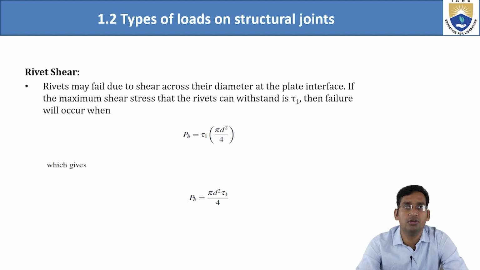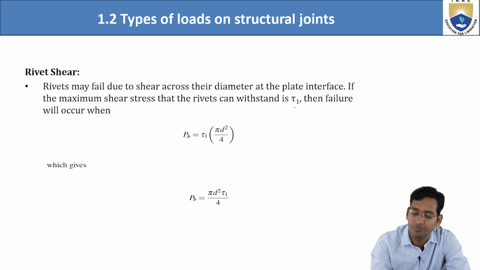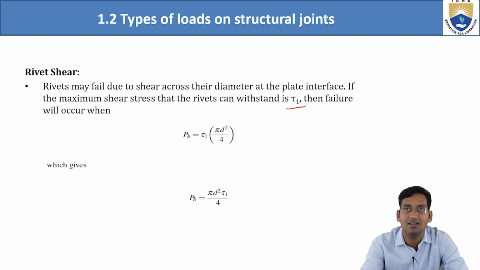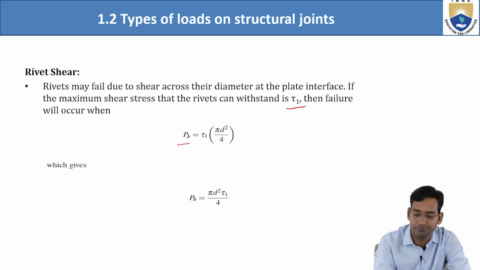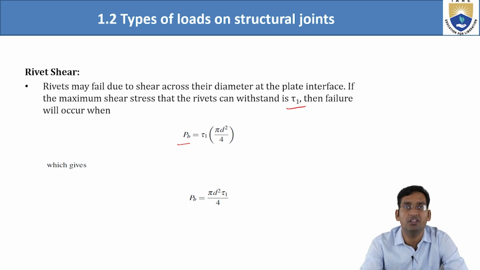And now rivet shear. That is a type of load on a structural joint. So first is what? Rivet shear, that is, the shear load on the rivet only. A rivet may fail due to shear across its diameter at the plate interface if the maximum shear stress that the rivet can withstand is tau 1. So what is tau 1? Tau 1 is the maximum shear it can sustain. Then failure will occur when PB is tau 1 into pi d square by 4.